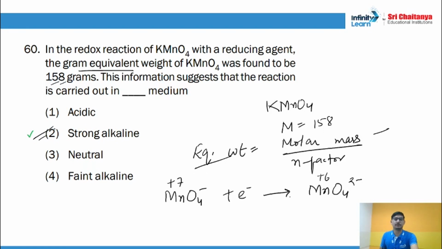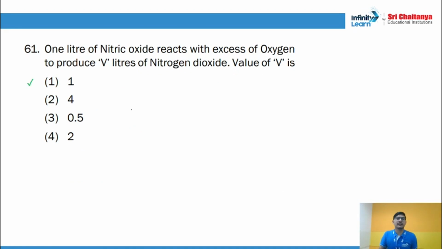All right. Next, 1 liter of nitric oxide reacts with excess of oxygen. Nitric oxide means NO. When it reacts with oxygen, it gives us NO2. Right. Now balance this equation.